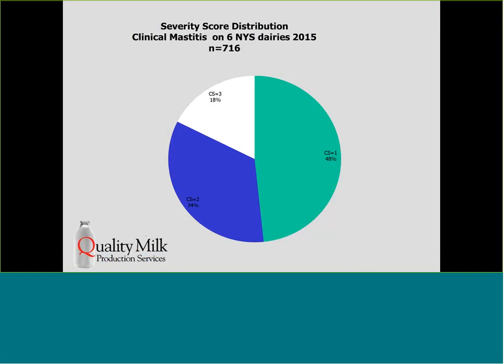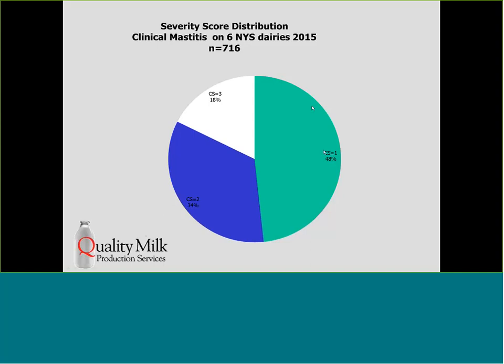These are 6 dairies where we have really good data from 2015 where we did a clinical trial. Average size dairies of about 1,000 cows here. So 716 clinical mastitis cases. And again, you'll note that very few of them have this clinical score of 3 where the whole cow is sick. Those ones should be treated immediately and with systemic fluids and perhaps even antibiotics.